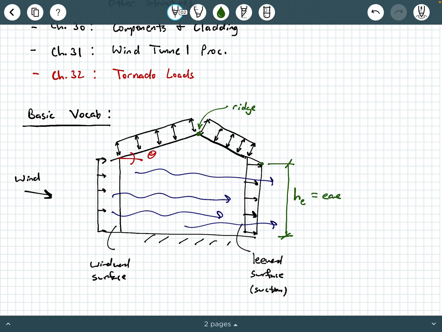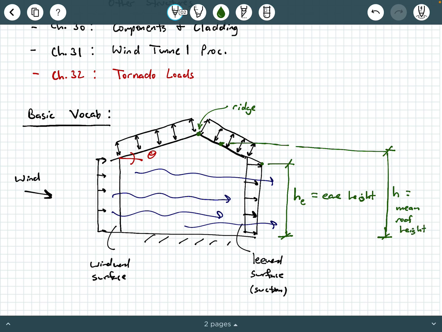So eave height, okay? Another important height we need to note is what's called the mean roof height, okay? So I'm going to draw a dimension line from the center of the sloped roof, and that's going to be a vertical dimension as well. That's just called H. This is called the mean roof height.